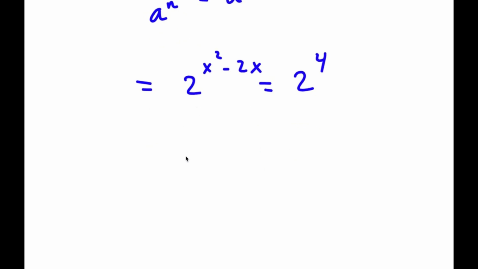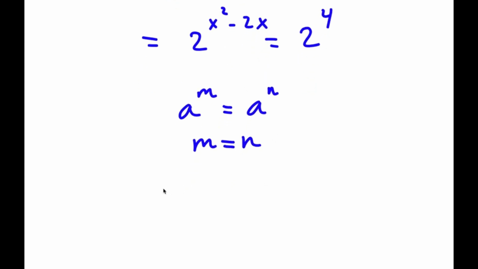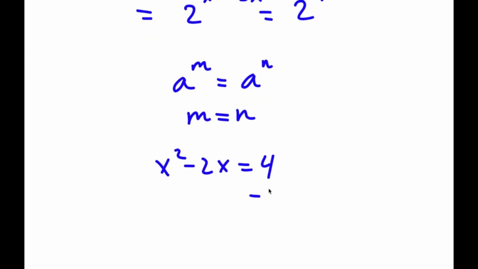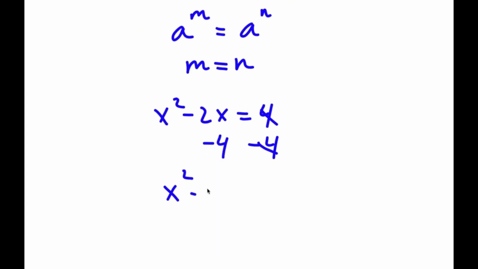Now, if I have something in the form a to the power of m equal to a to the power of n, this means that m is equal to n. So in this case, x squared minus 2x is equal to 4. So now if I subtract 4 on both sides, I get x squared minus 2x minus 4 is equal to 0.